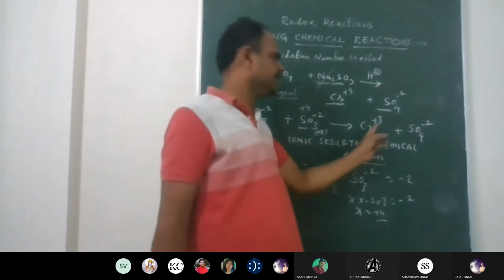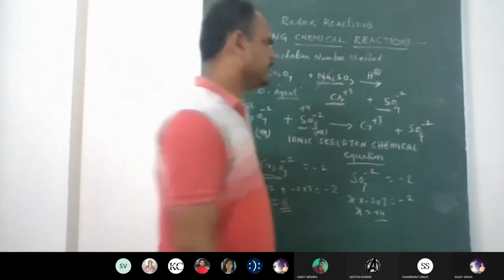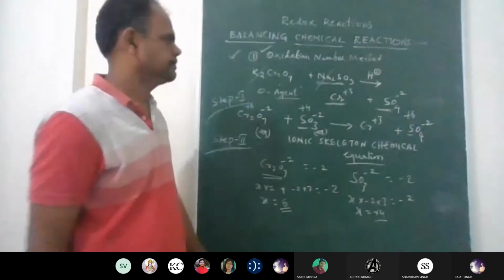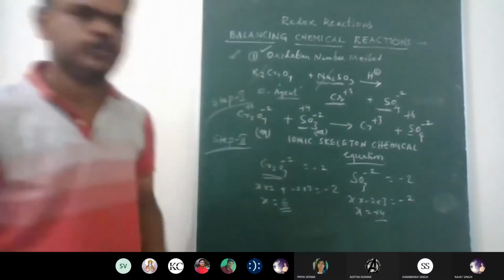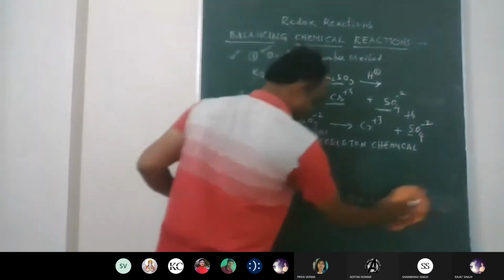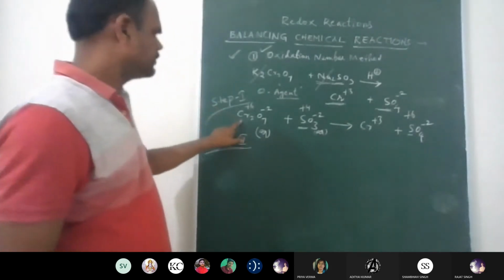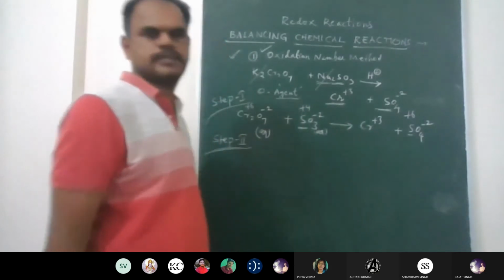And here chromium is already given plus 3. And here sulfate. In the sulfate, what is the oxidation state of the sulfur? Plus 6, no? Yes, sir. So now step 2. What is the step 2? Step 2 means assigning the oxidation numbers to the atoms of elements present in the reactants and in the products.